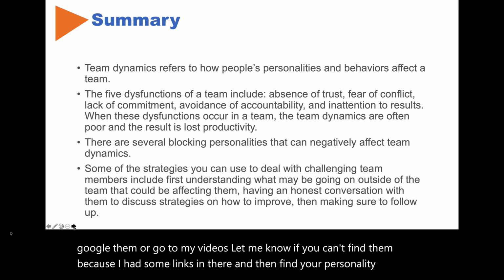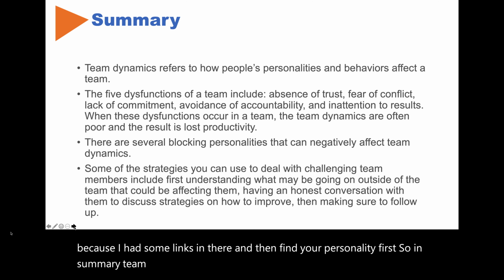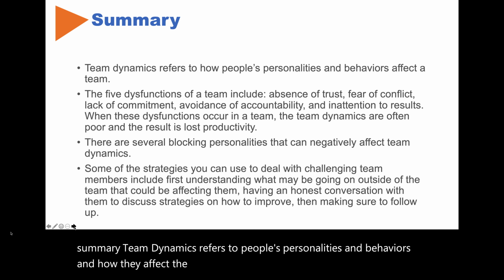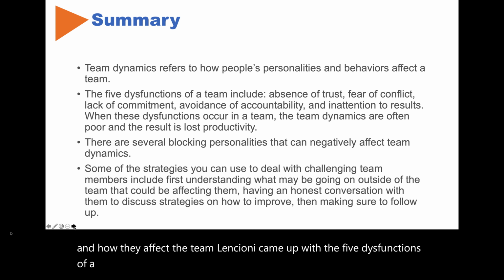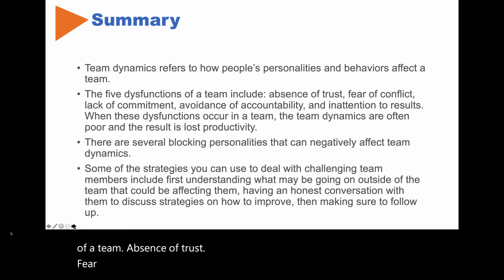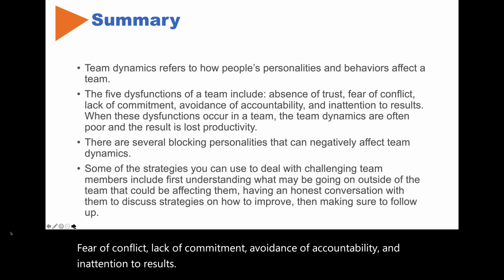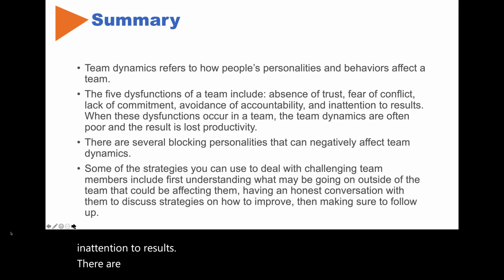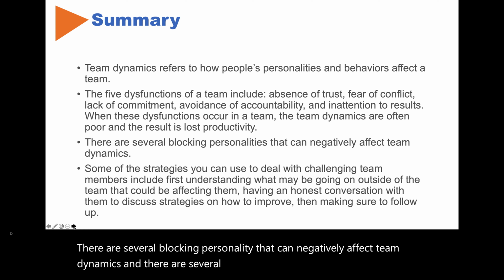So in summary, team dynamics refers to people's personalities and behaviors and how they affect the team. Lencioni came up with the 5 dysfunctions of a team: absence of trust, fear of conflict, lack of commitment, avoidance of accountability, and inattention to results. There are several blocking personalities that can negatively affect team dynamics, and there are several strategies that we can use to deal with challenging team members.